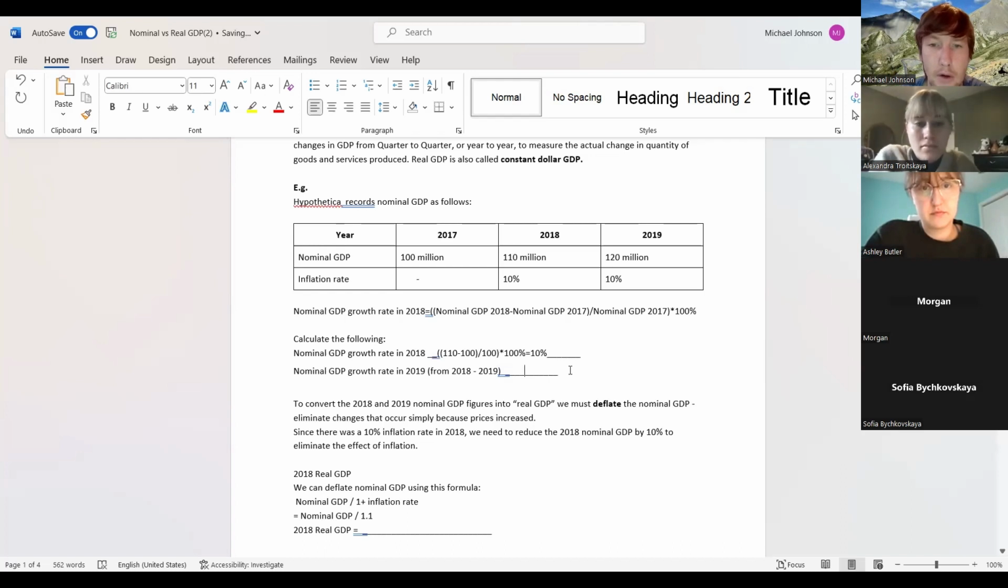And then 2019, it's the same thing, but different numbers. So does Ashley want to try this one? Sure. So again, we have 10 million on the top divided by 110 million this time, times 100, is basically 9.1%. Excellent. Great job. So you said 9.1%? Yeah, 9.09. Oh, nine. Okay, excellent. Perfect.